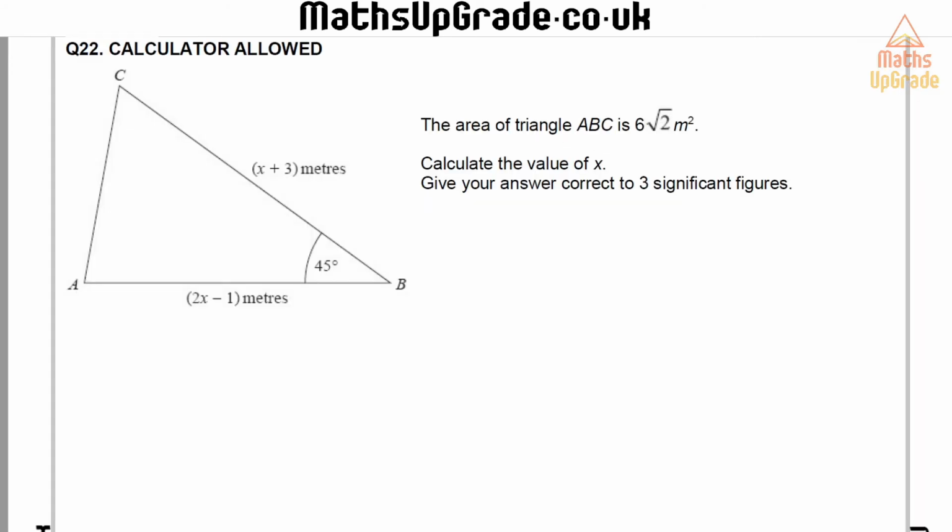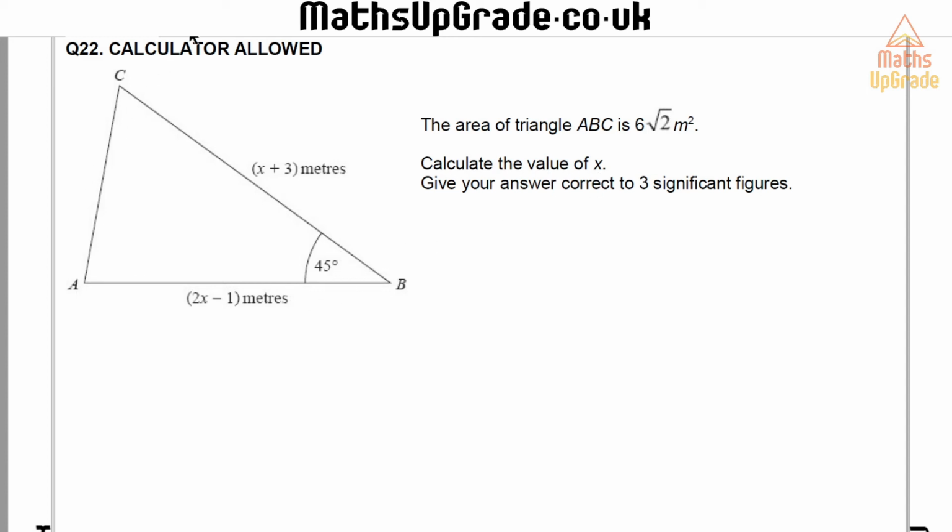You can see the questions are getting more and more difficult now. Question 22 involves the area of a non-right-angled triangle using trigonometry. I'm told the area of this triangle is 6 root 2. Give the value of x to 3 significant figures.